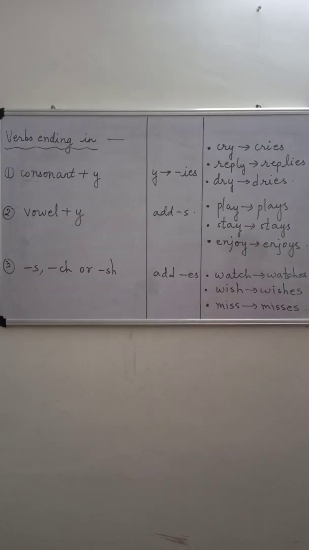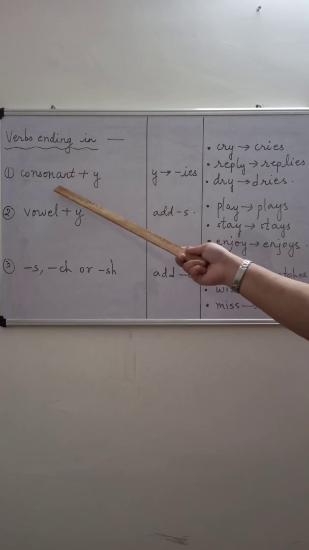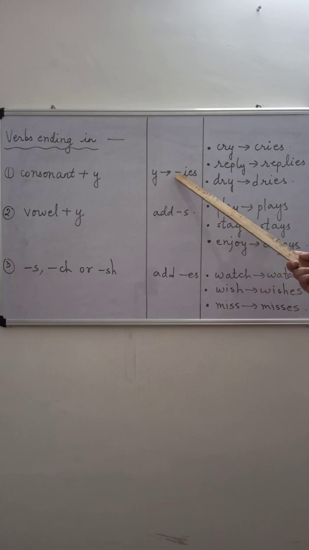Now let us see how to form simple present tense form of the verbs ending in Y. First, if the verb ends with a consonant plus Y, then Y changes into IES in the simple present tense form. For example, cry. Now see, cry is ending with the letter Y. So this verb in the simple present tense form becomes cries. We have replaced Y with IES.